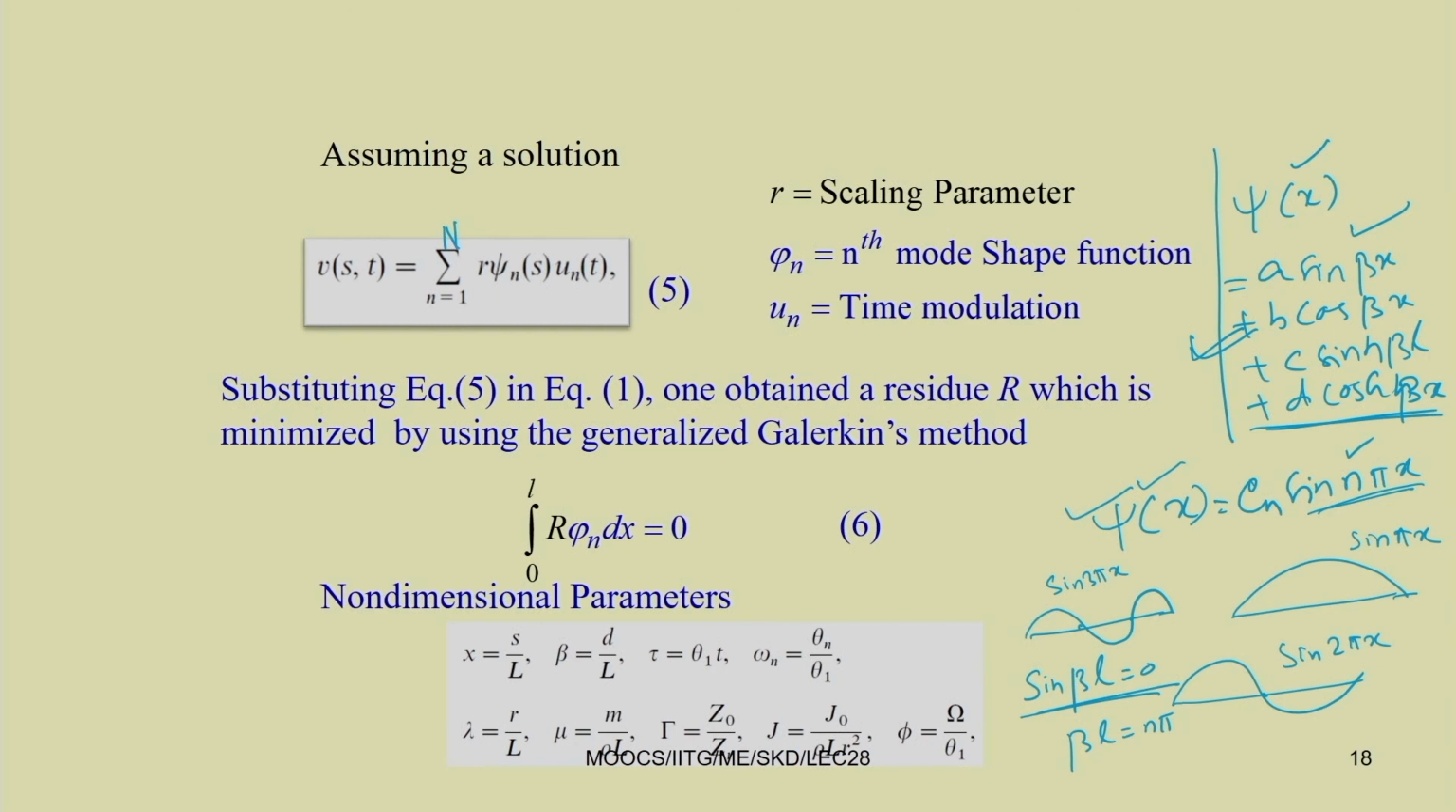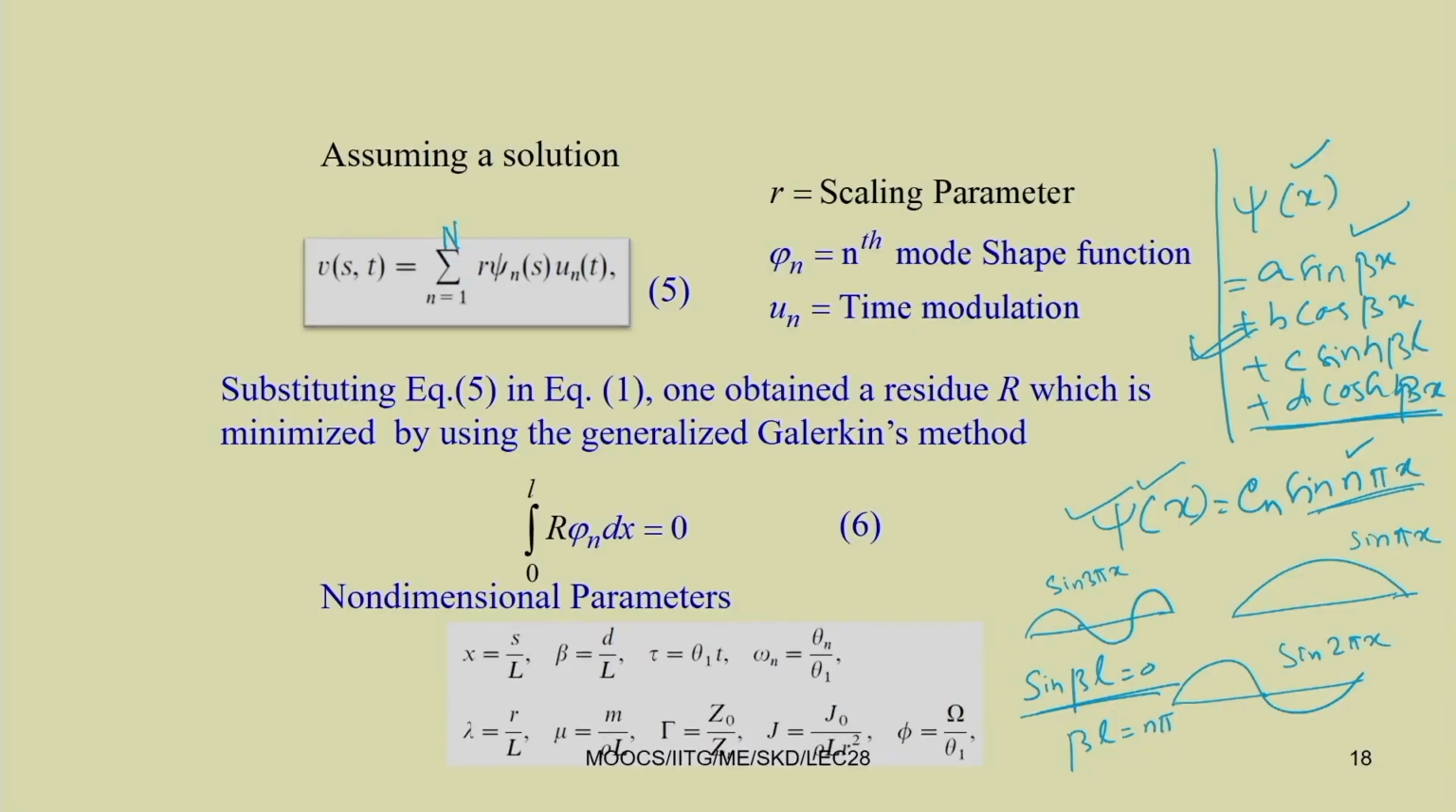In that case, substituting that mode shape in the governing equation will result in some residue. That means it will not be equal to 0, and we have to minimize that residue. To minimize it, we have to use some weight function. Let the residue be r. We can multiply it by a weight function psi n and integrate over the length of the beam to get the resulting equation in its temporal form. This is the Galerkin's procedure. Using this generalized Galerkin procedure, we can derive the temporal equation of motion.